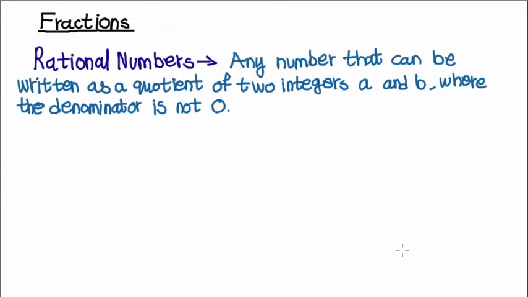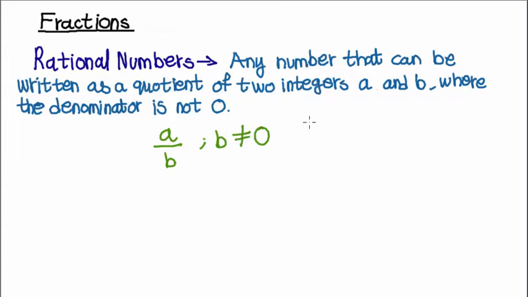Now before I discuss fractions in detail, let me go over a definition with you. That definition is that of a rational number. A rational number is said to be any number that can be written as a quotient of two integers a and b where the denominator is not zero. A rational number is basically any number that I can write in the form of a divided by b. In this case, I have two integers, one of them is the a and one of them is the b, given that the denominator is not equal to zero.